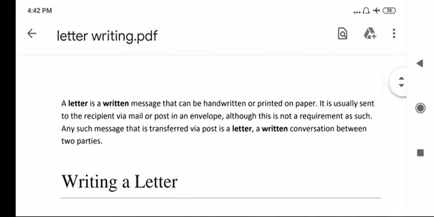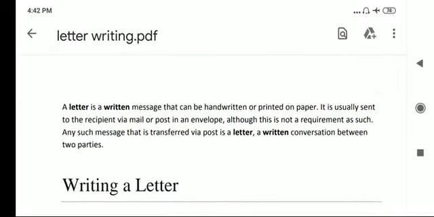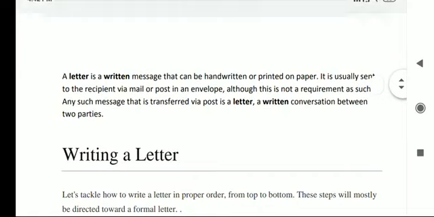Our today's topic for discussion is letter writing. Dear students, a letter is a written message that can be handwritten or printed on paper. It is usually sent to the recipient via mail or post in an envelope, although this is not a requirement as such. Any such message that is transferred via post is a letter or written conversation between two parties.